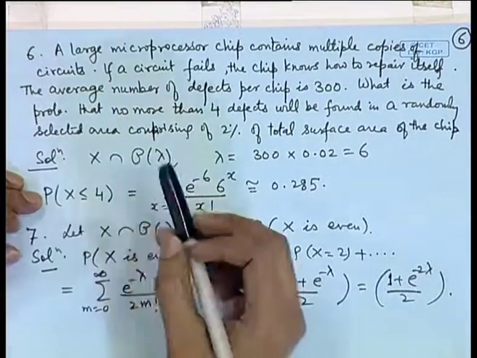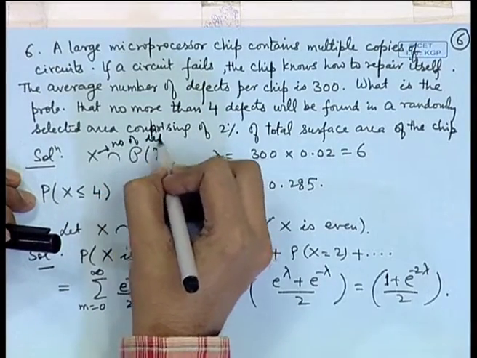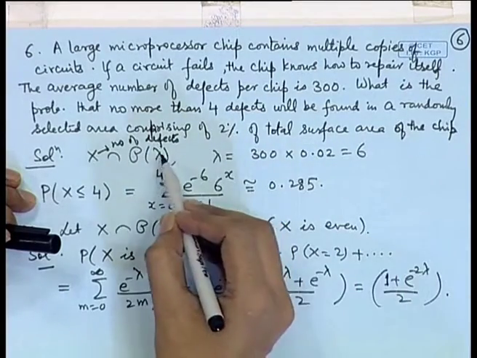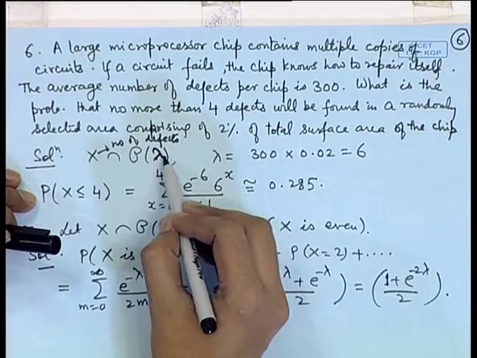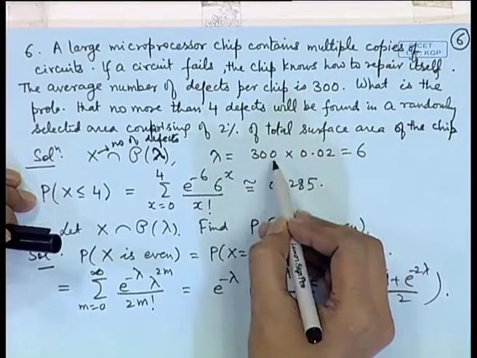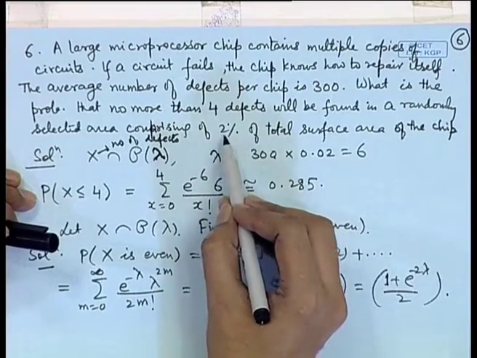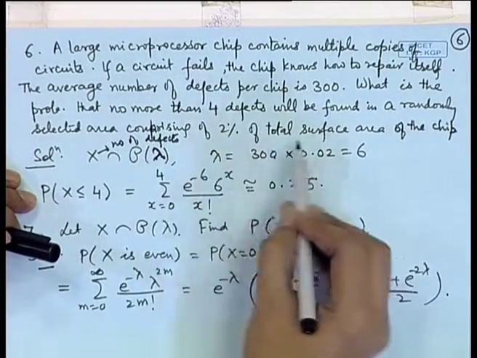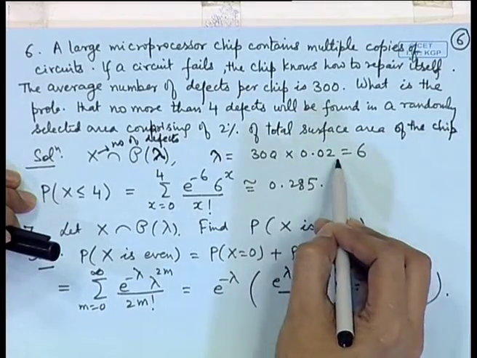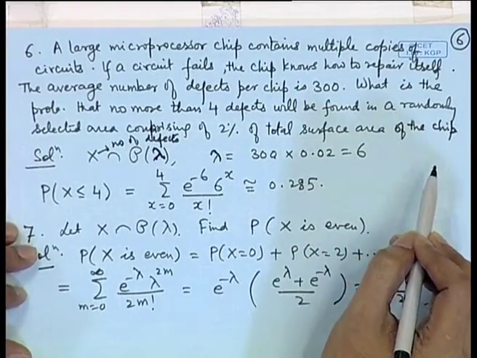Here, if I consider x as the number of defects in the 2% of the surface area, and assume it to be Poisson distribution with parameter lambda, then lambda here will be, because 300 is for the full area, 300 into 0.02. That means in 2% of the surface area, the rate of detecting the defects will be 300 into 0.02, that is 6.